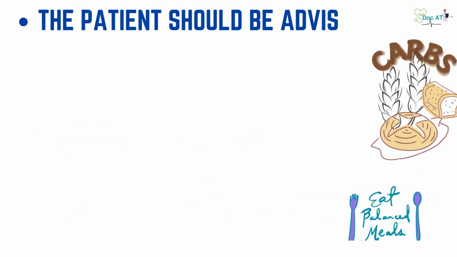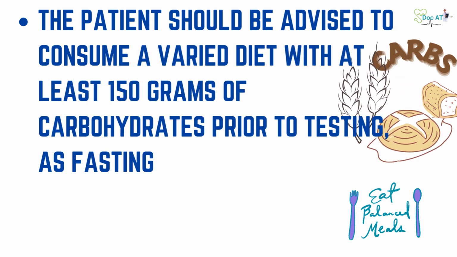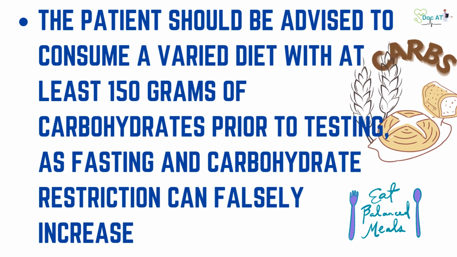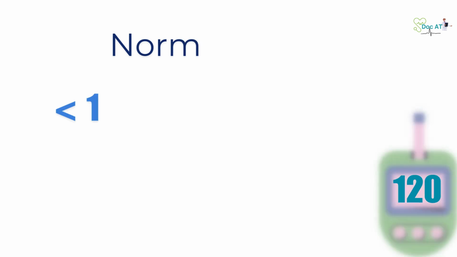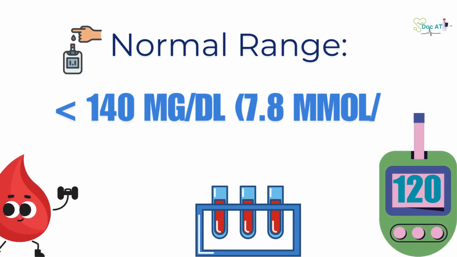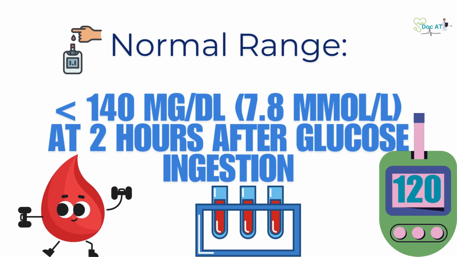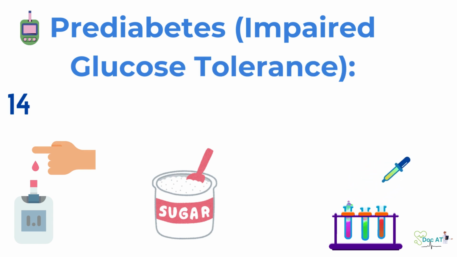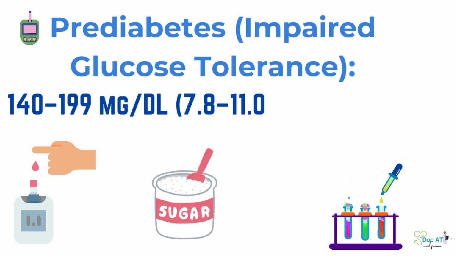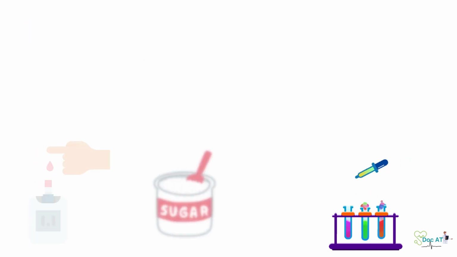Patients should be advised to consume a varied diet with at least 150 grams of carbohydrate prior to testing, as fasting and carbohydrate restriction can falsely increase plasma glucose level. Normal range, less than 140 milligrams per dl, 7.8 millimoles per liter, at 2 hours after glucose ingestion. Prediabetes, impaired glucose tolerance, 140 to 199 mg/dl, 7.8 to 11.0 millimoles per liter, at 2 hours.